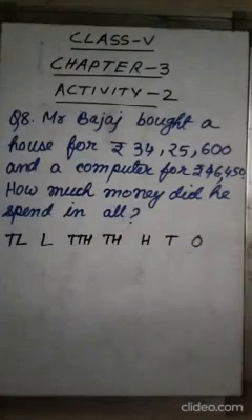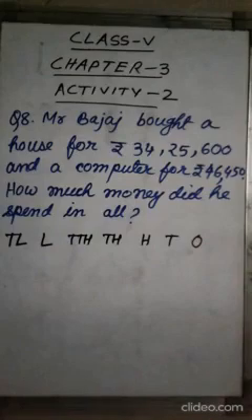I feel that I should do some more exercises from activity 2. In my last class I did 1. Let us check question number 8. Mr. Bajaj bought a house for rupees 34,25,600 and a computer for 46,450. How much money did he spend in all?